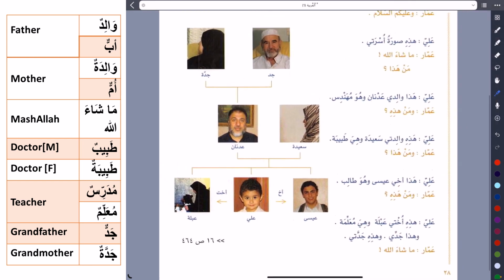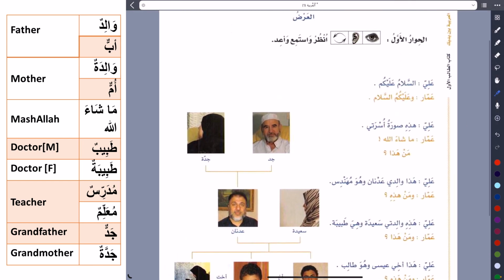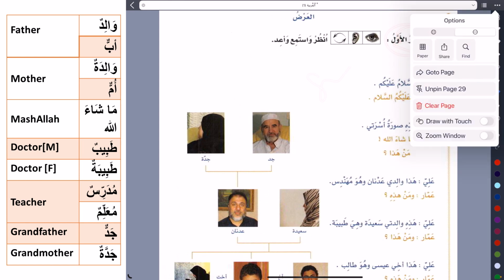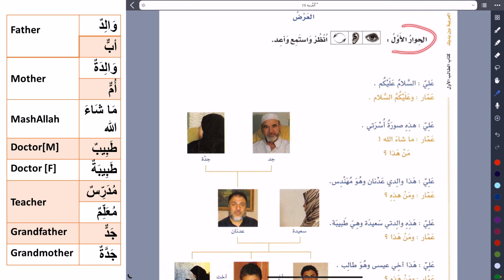And now we completed the whole dialogue. We completed the first dialogue of Unit 2. Inshallah, next class we start a new dialogue.